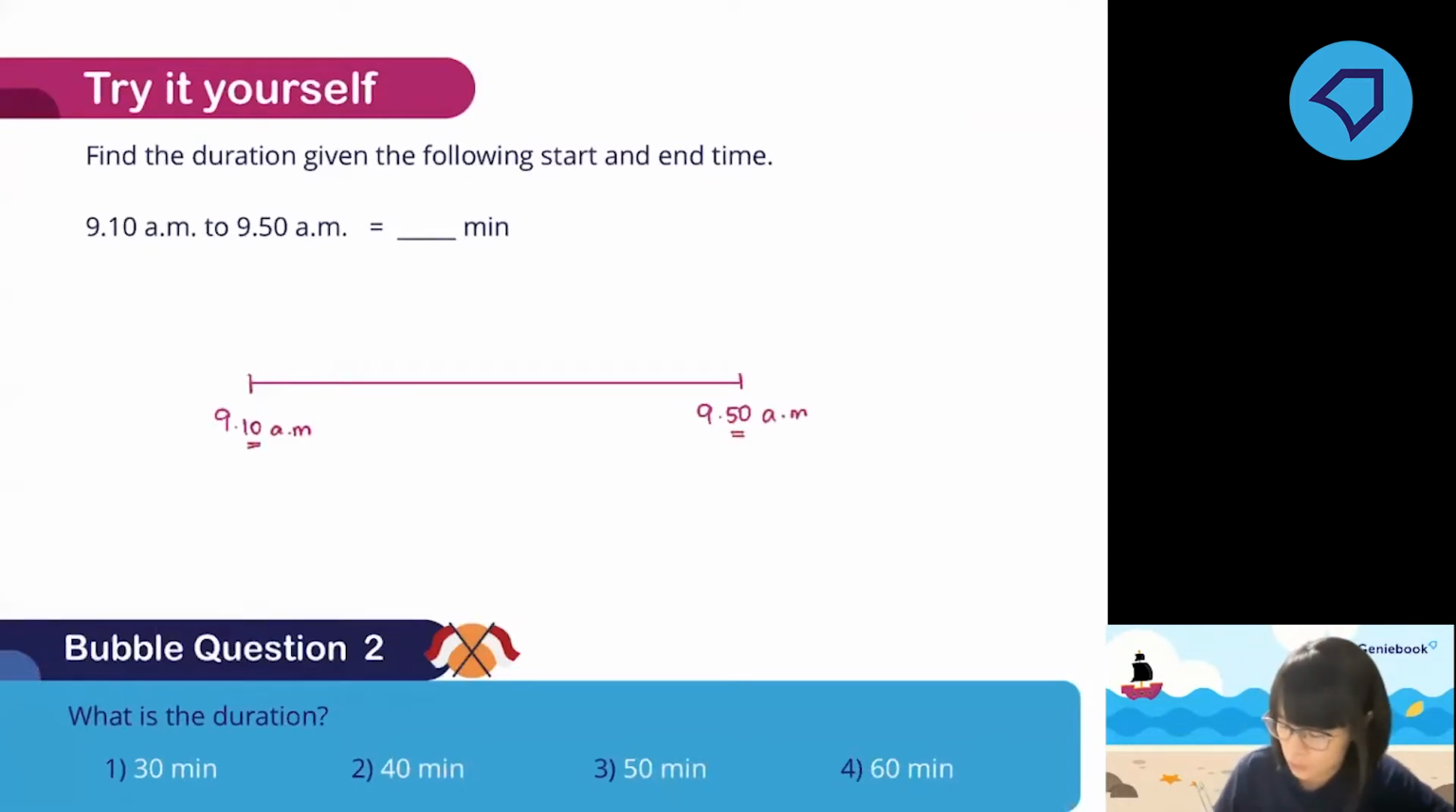So from 10 to 50 over here, how many minutes would that be? You just need to take 50 minus 10. That will give you 40 minutes. Okay, so I believe all of you should get this one correct. The answer would be option number 2. Option number 2. Okay, any questions so far? Everybody okay?